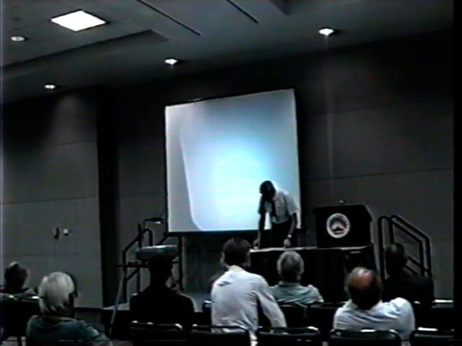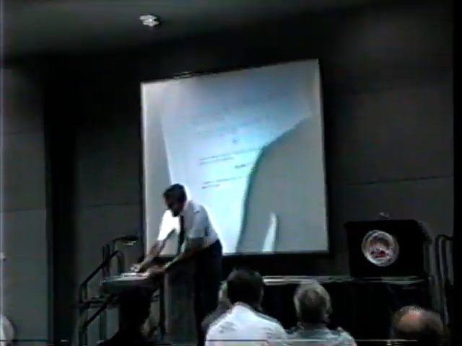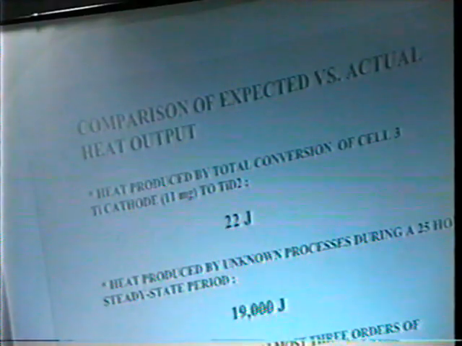So if you make the calculation, a known chemical reaction is to produce TiD2, which for our titanium cathode weighing 11 milligrams would give 22 joules. But during the 25-hour steady state period for this experiment, we get 19,000 joules of excess heat, a difference of almost 3 orders of magnitude.